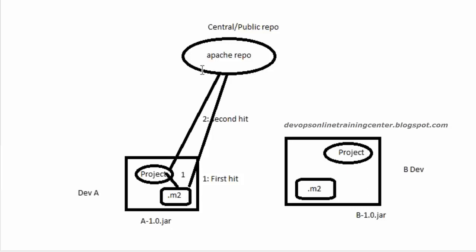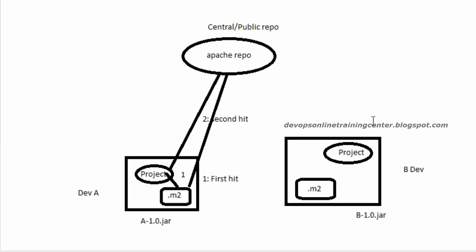The central repository contains the main frameworks. They don't keep your code base. You are not supposed to keep your proprietary code base libraries in the central repository. They don't allow it, and you are not supposed to do that. Now, how am I going to share my a-1.0 jar with my other friend, B dev? To compile his code, he must need a-1.0 jar.